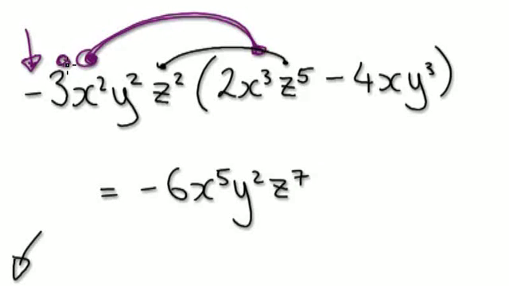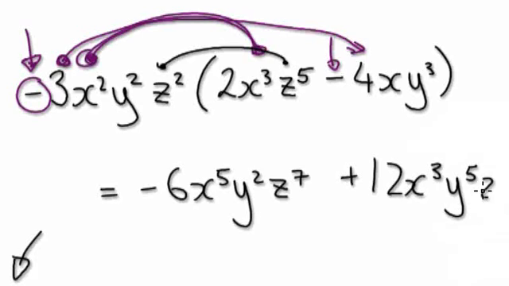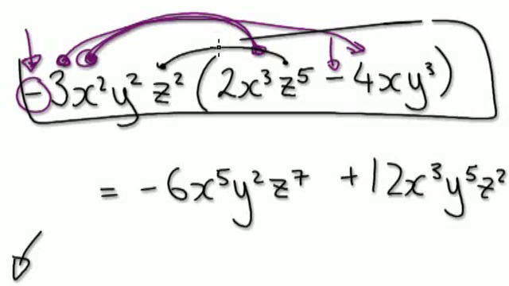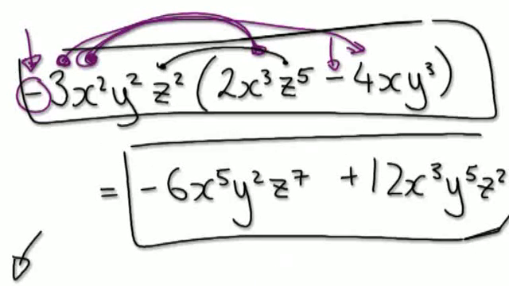Okay, now it's this times this. And remember, we've got a minus here, and then we've got another minus here. So the first thing you should do, establish if it's positive or negative. In this case, overall it will be a positive. Now it will be 12x to the power of 3, y to the power of 5, z squared. Okay, so this thing here is actually this.